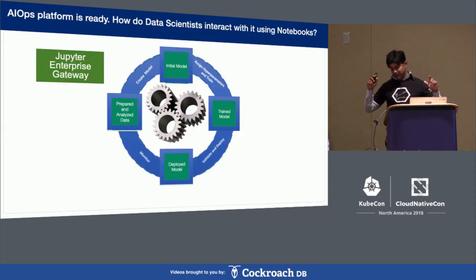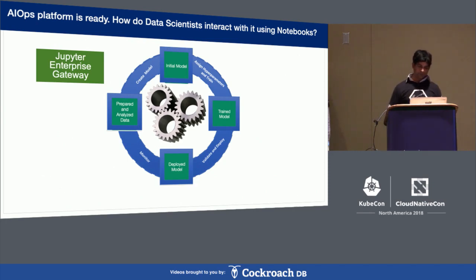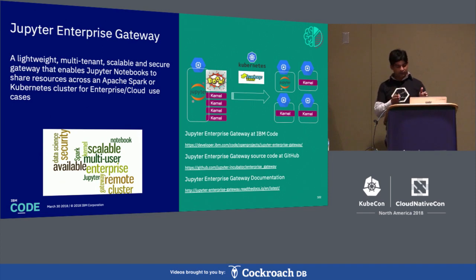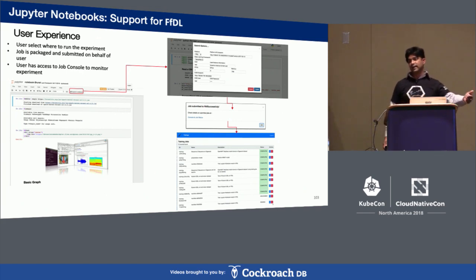Finally, once your AIOps platform is ready, how do data scientists interact, for example, using Jupyter Notebooks? For that, we launched a project initially in the Jupyter incubator called Jupyter Enterprise Gateway. Now it's a top-level project in Jupyter. The idea is that when you're working with Jupyter on your local laptop, and the capacity is not enough, you can launch Jupyter kernels remotely on a Hadoop cluster or a Kubernetes cluster and leverage that capability. We have also given a single button integration using Jupyter Enterprise Gateway to launch your training jobs on top of Kubernetes and then look at the streaming logs and data.